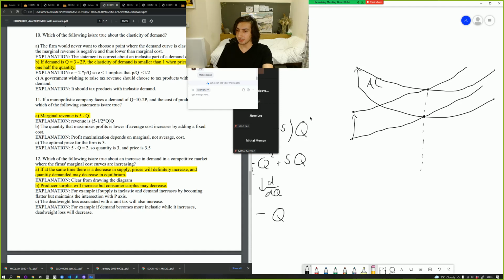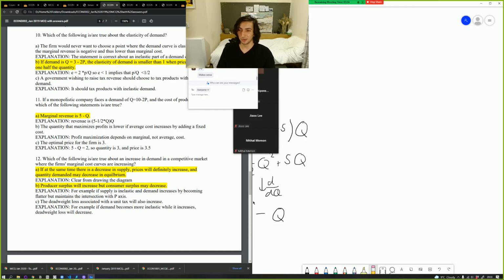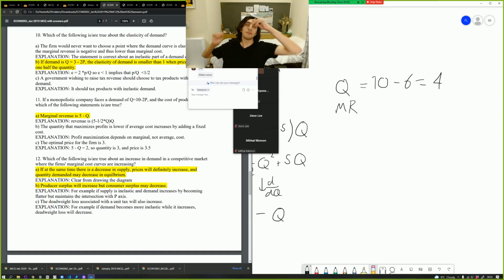And it says here the optimal price for the firm is 3. Well, that would demand a quantity of 10 minus 6, which is just 4. For your production to be efficient, your marginal revenue essentially has to equal 0. If it doesn't equal 0, then you're not producing the right amount.